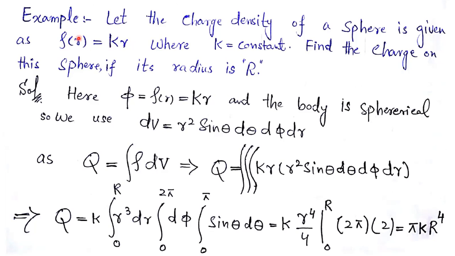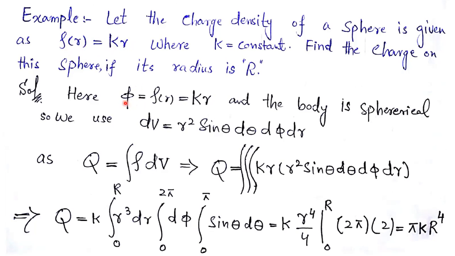Now, this is a classic problem in electrodynamics, and most of the time the charge density will be given to you, usually as charge per unit volume. So in that case, if the charge density is given in spherical coordinates and the body is spherical in shape, it's better to use the volume element in spherical coordinates. So we'll do this in spherical coordinates.